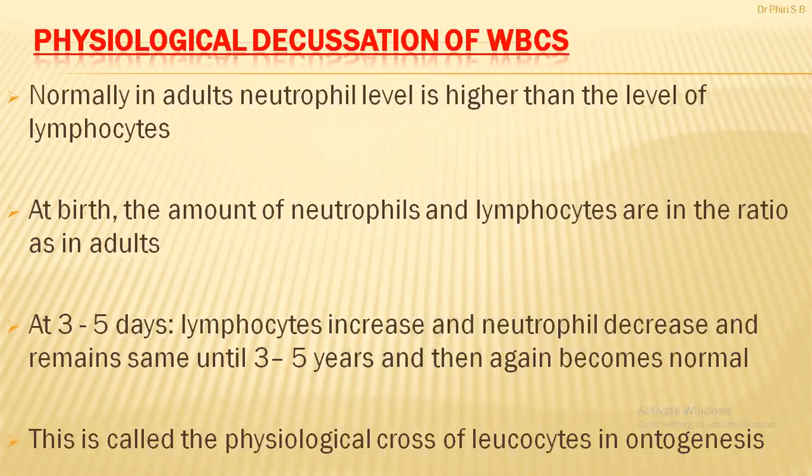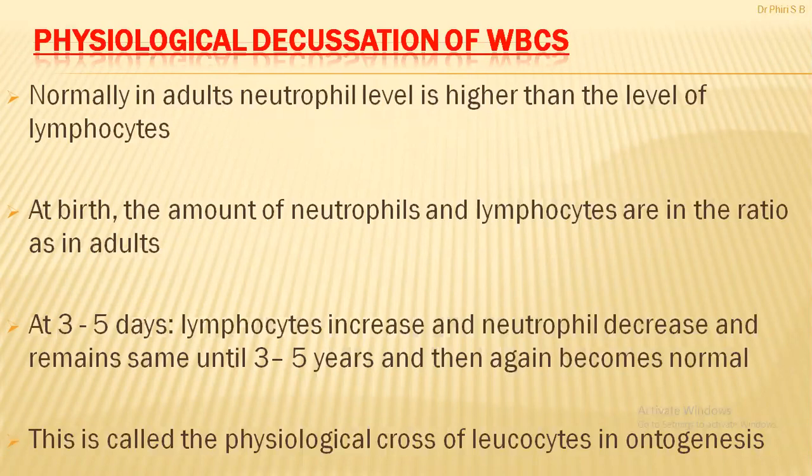You know that. But now, at birth, the amounts of neutrophils and lymphocytes are in the same ratio as in adults. So just after birth, you find that in this baby or neonate, the levels of neutrophils and lymphocytes are almost the same concentration as those of an adult person. But at day 4, day 5, there is a crossover between the neutrophils and the lymphocytes.